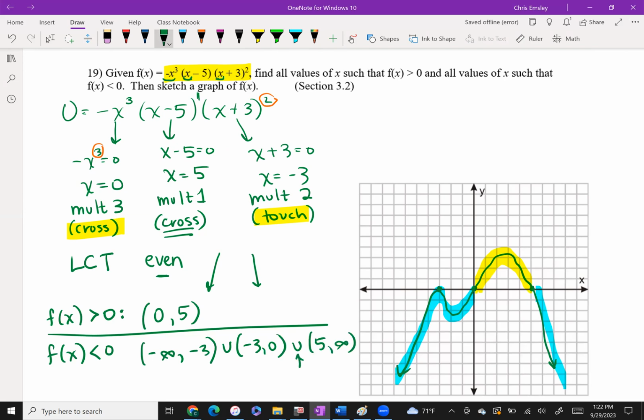And you can actually put unions or commas there. I think in WebAssign, maybe they do commas. Either one is fine.